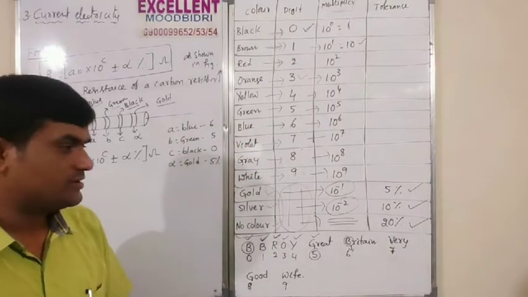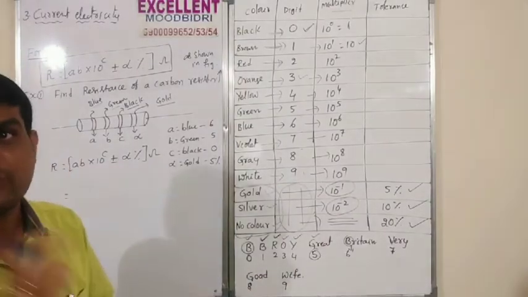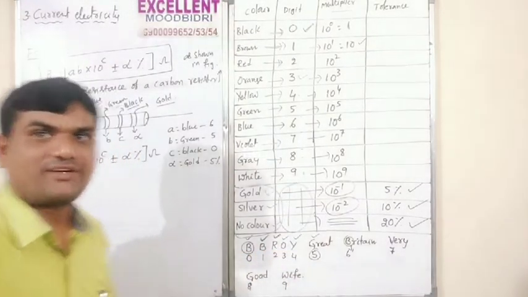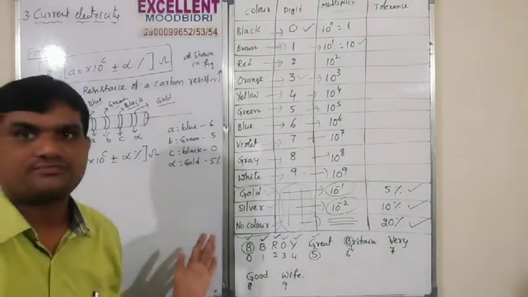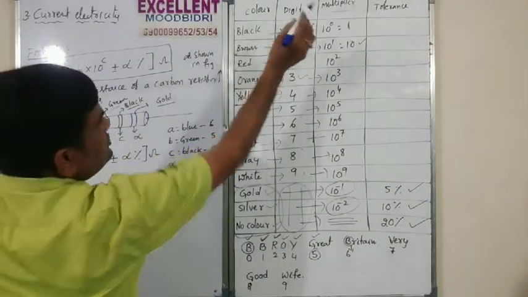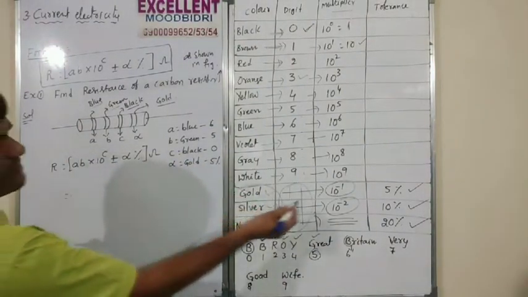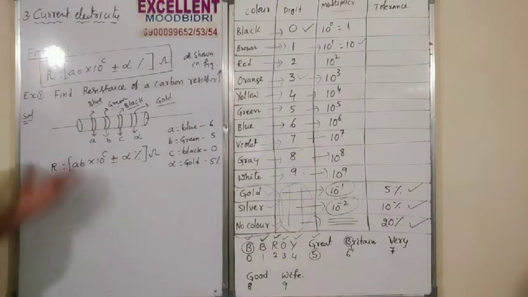BB Roy Great Britain has very good wife. This is the very, very important formula. You have to remember this one, otherwise you can't remember all these values. Right, so next one, black. Black is equal to 0 significance. Alpha, gold. Gold is how much? 5%.